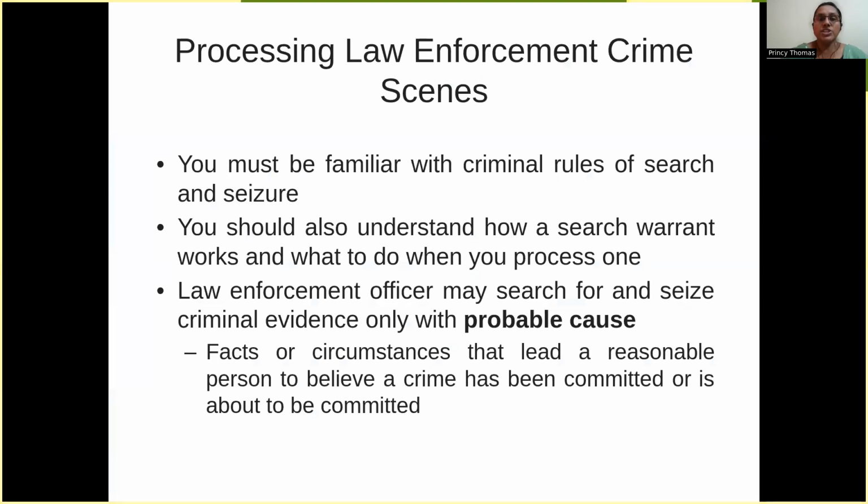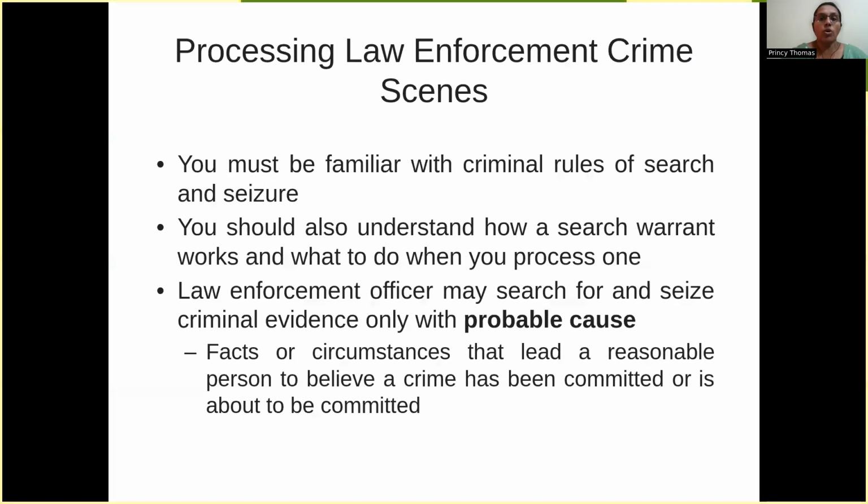In the last class, we stopped with how a crime scene investigation is done for other than private sector investigations. Now we're going to look at how the processing can be done if it is a public sector or law enforcement crime scene. And many of these things we have already seen in earlier classes.